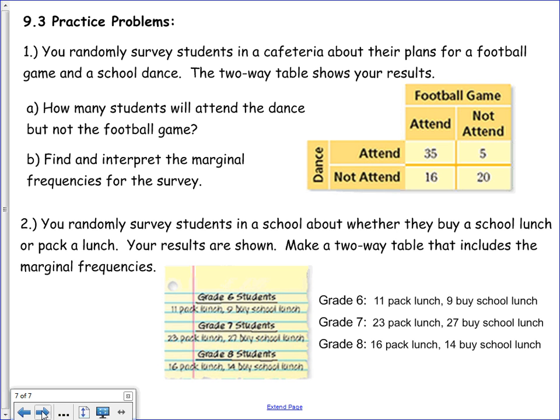Then in number 2, you're going to use this little chart here. I retyped it off to the side, in case it was hard to read, since I copied it from the book. So that's all that's telling you. Use that information to make a two-way table, including the marginal frequencies.